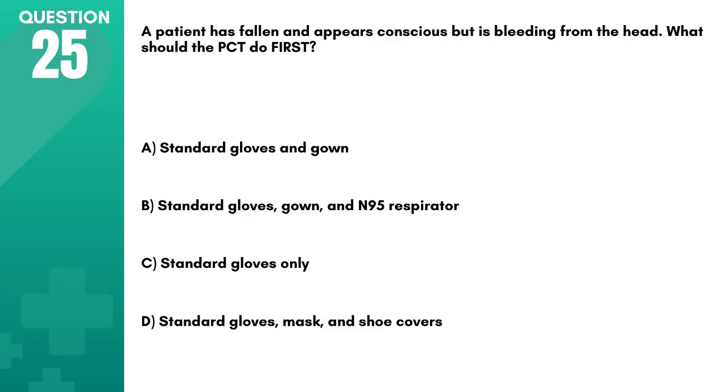Question 25. A patient has fallen and appears conscious but is bleeding from the head. What should the PCT do first? A. Help the patient sit up immediately. B. Apply direct pressure to the bleeding site. C. Call for the nurse and stay with the patient. D. Check the patient's pulse and breathing.